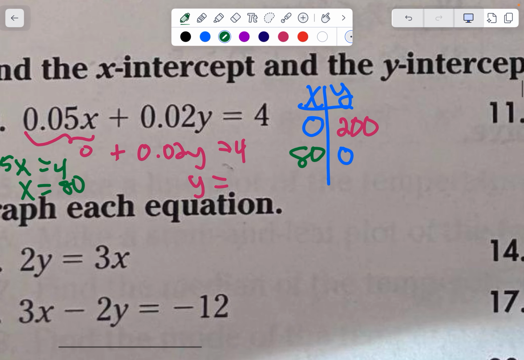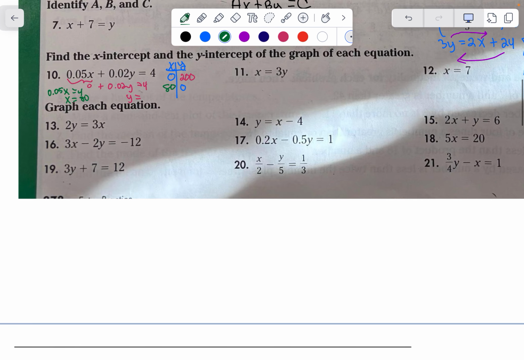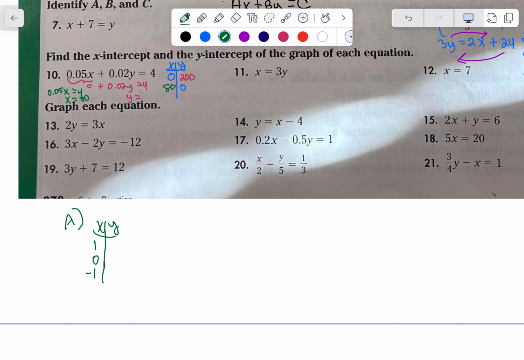Okay. Now let's talk about the graphing, 13 to 21. You can graph them by making an x, y table. Plugging in 1, 0, and -1 is an option. That's not a bad choice. That's a perfectly acceptable choice. Go for it. Another choice you can do to graph those is make a 0, 0 chart. We know these are all lines, so once you do that, you can connect the 2 points, whatever they happen to be.